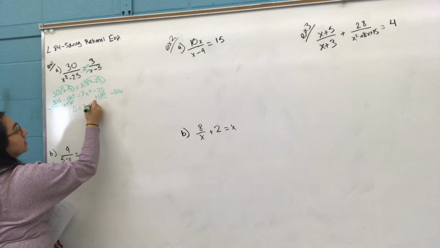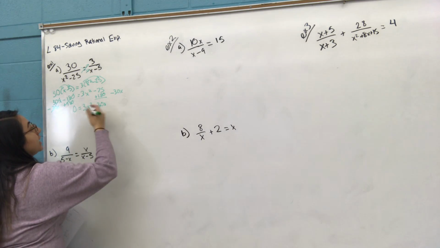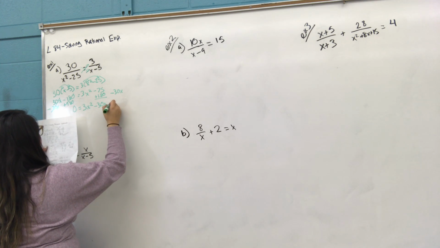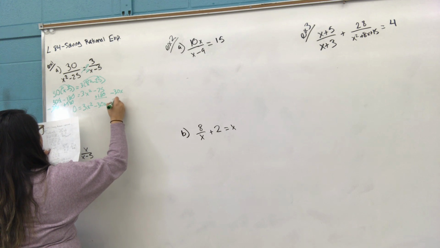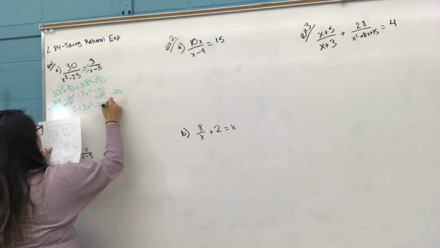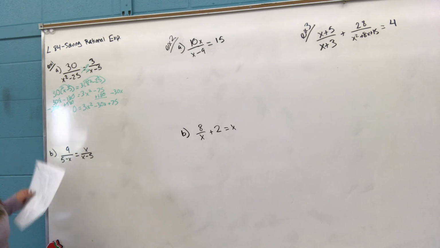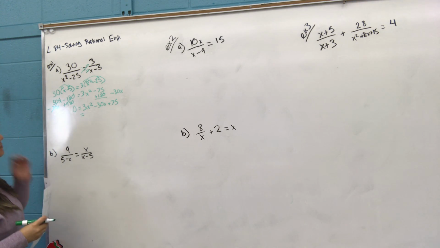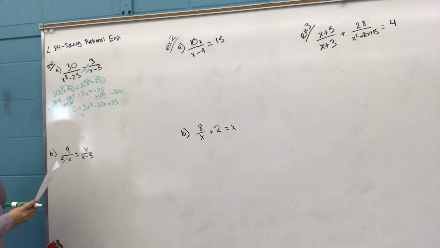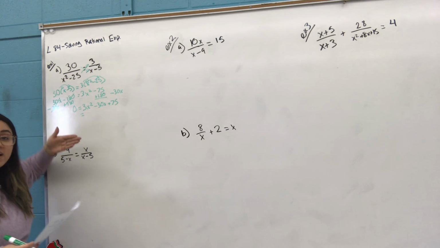I have 3x squared minus 30x. Make sure you put it in descending order. And then negative 75 plus 80, I get 25. Nope, I get 75. So you subtract each of them and get them all together on one side. When you do that, we have 3x squared minus 30x plus 75, and everything is equal to 0. Now we can go ahead and factor.